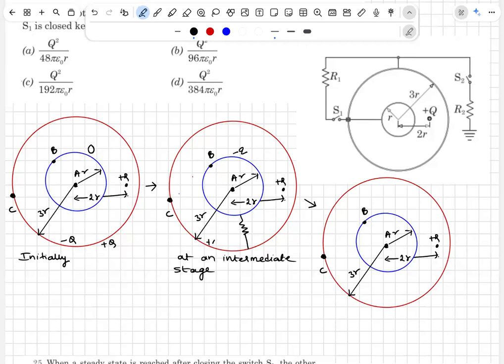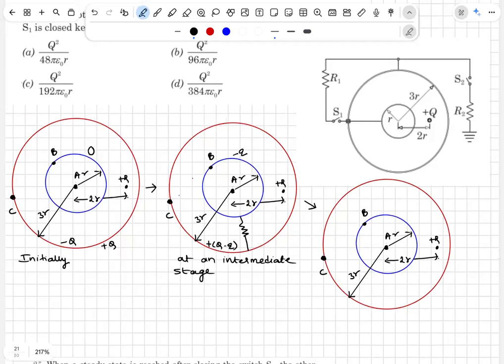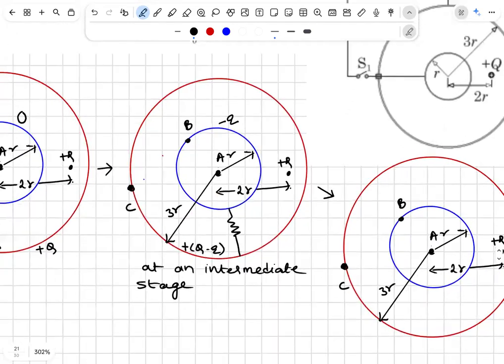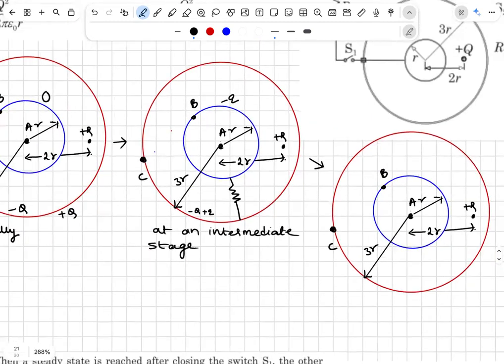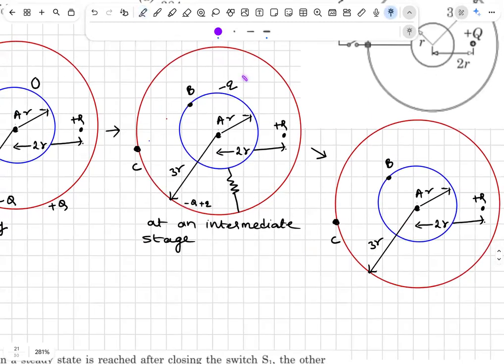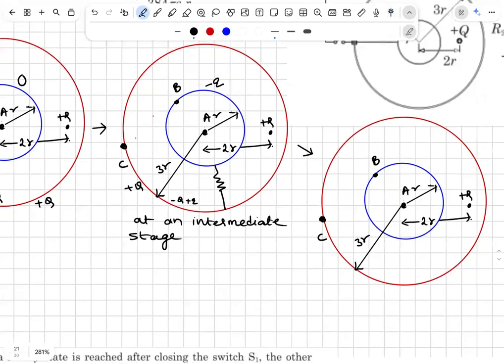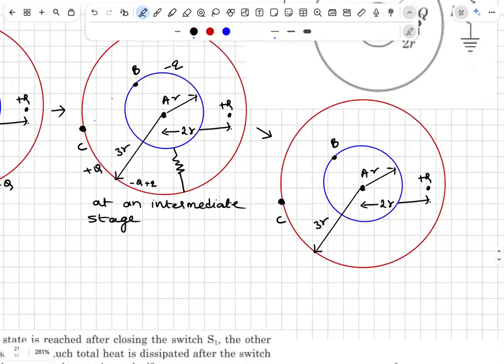And this part becomes plus Q minus Q. True? Plus Q minus Q? No. Wrong. Not in this way. Minus Q plus Q. I am not cheating you. Please remember, whatever the loss is, that is the gain here. And plus Q here. By the way, that's an intermediate stage.